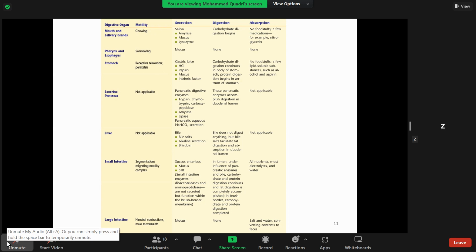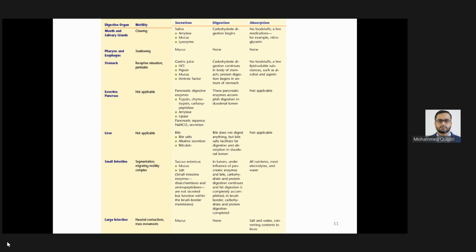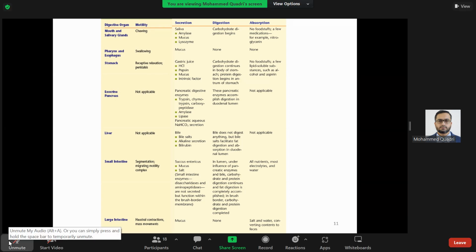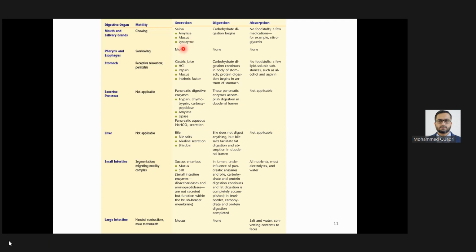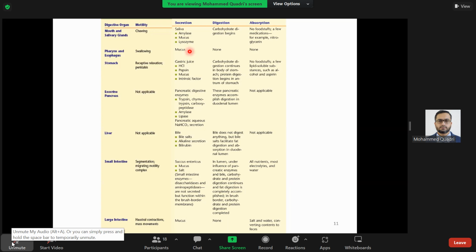Electrolyte. Yes. Which electrolyte is saliva rich in? And bicarbonate. Good. So can you think of the function now? Neutralize the acid in your food, isn't it? This is one of the functions of saliva.